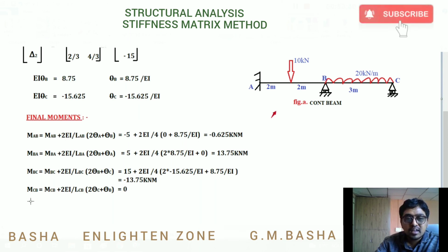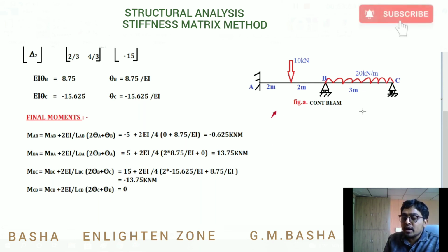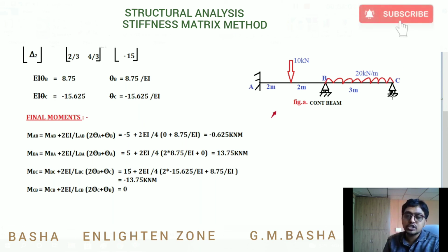And what about MCB? Generally you can take down this formula and substitute all the values obtained in the given problem, and you will get the value 0 only. Otherwise there is no need to take down this formula. Why? Because whenever you see the moment at a hinged or roller end, it is always considered as 0. So don't waste your time simplifying all this. If you see a simply supported end, the moment is always considered as 0. Directly take that down as 0 kilonewton meter.